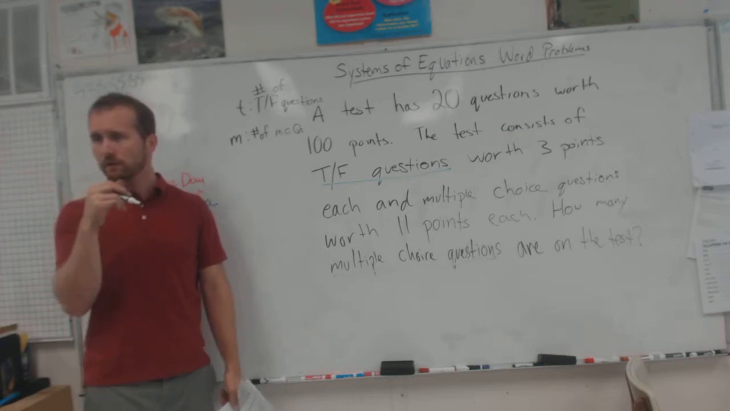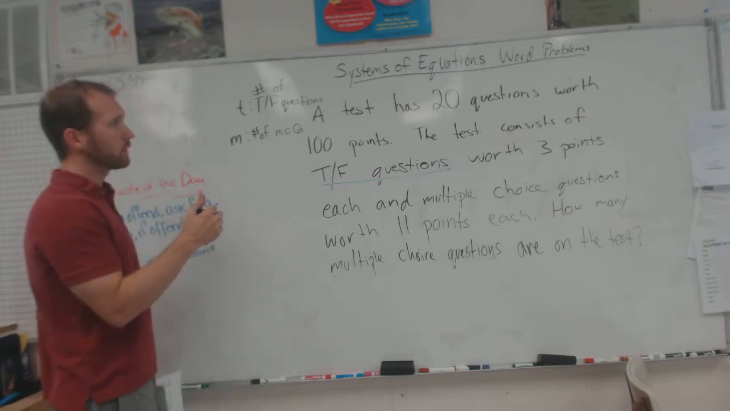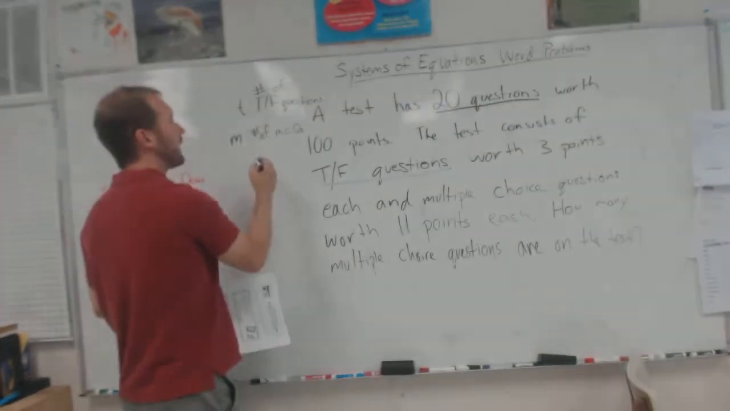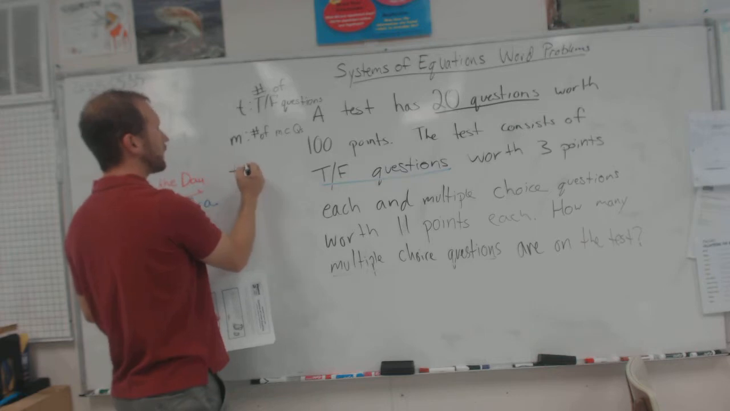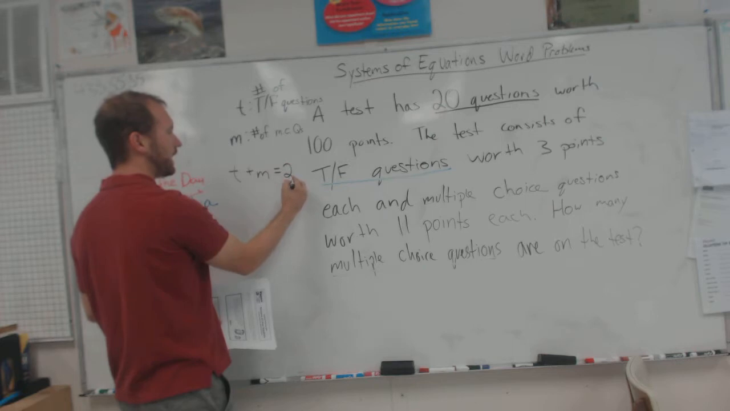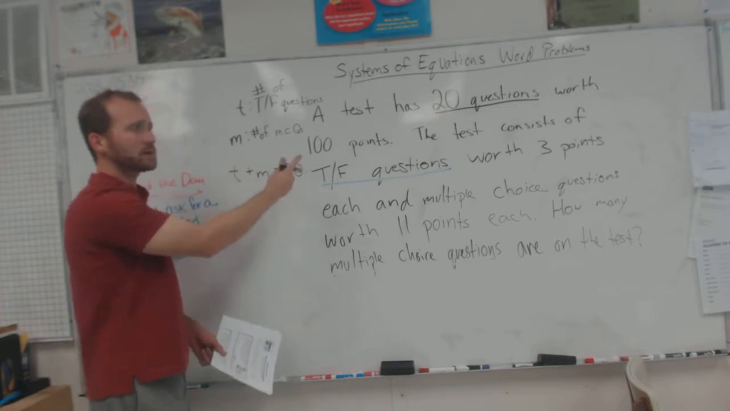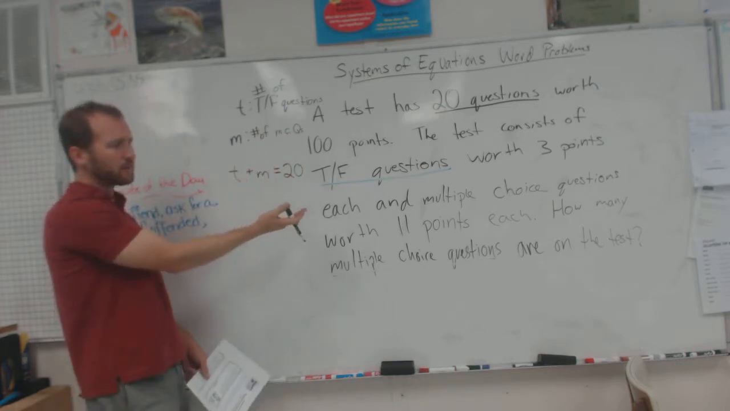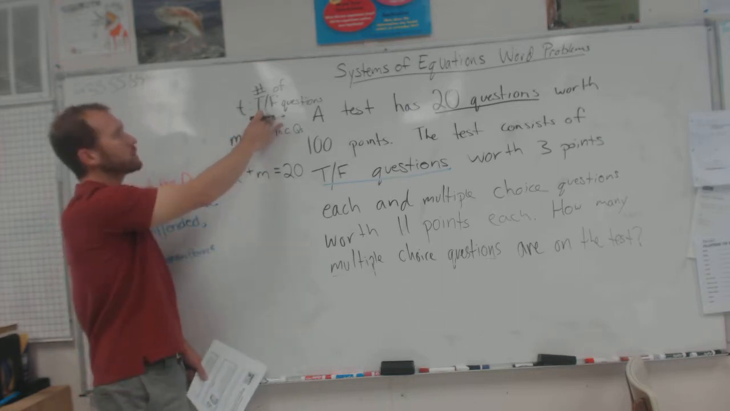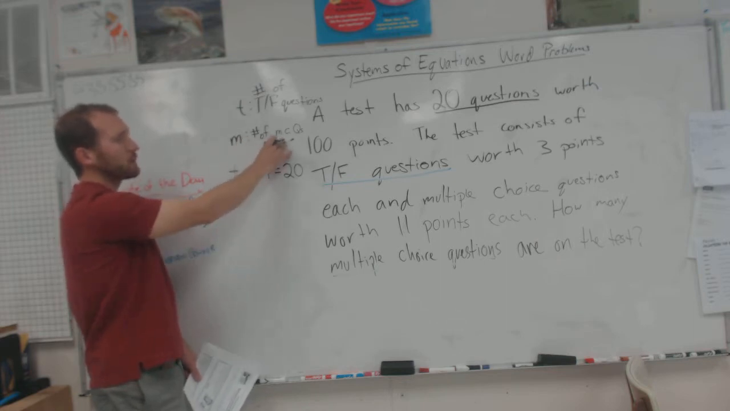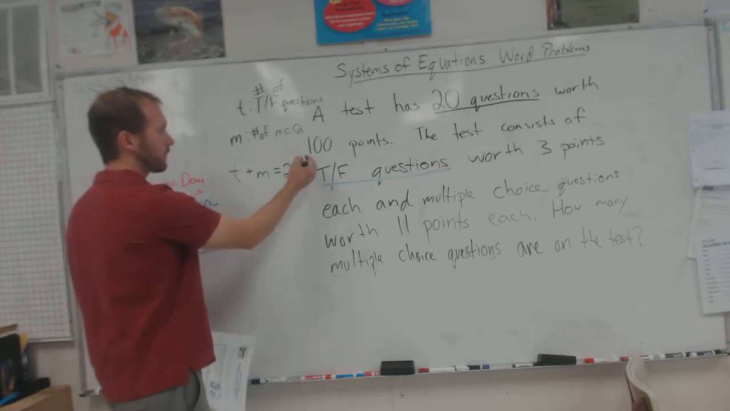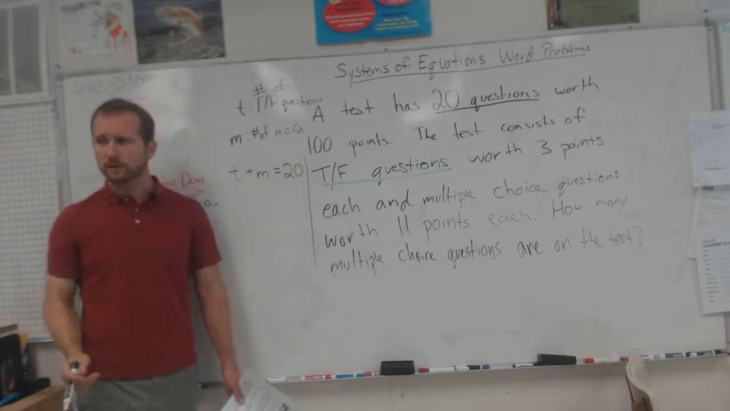T plus M equals 20? Okay, so you're using this part, right? The 20 questions. I know that the number of true or false questions plus the number of multiple choice questions has to add up to 20. Because there are 20 questions, and of those, there's only true, false, and multiple choice. So T plus M, the number of true-false questions, plus the number of multiple choice questions, equals 20. There's one equation.